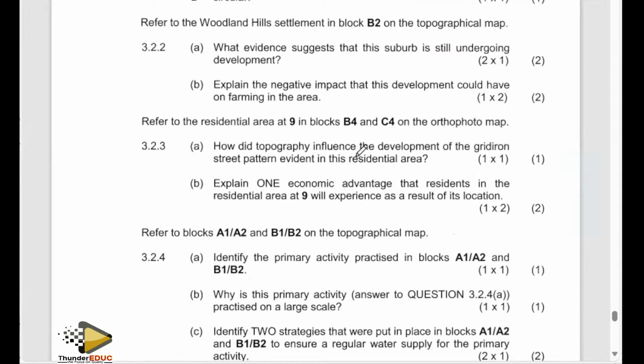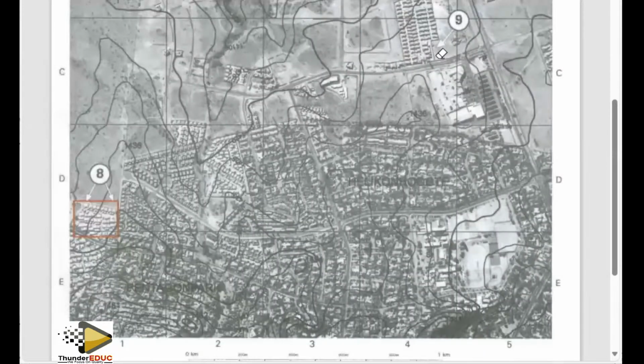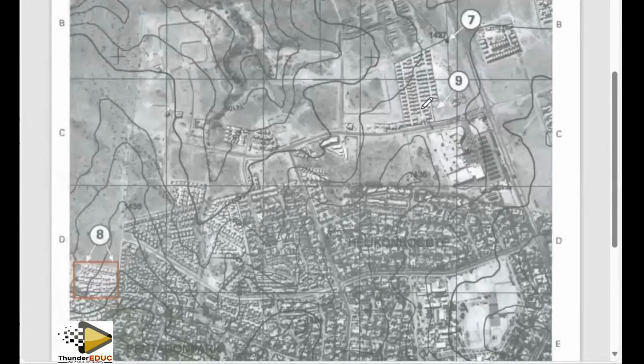Refer to the residential area 9 in block B4 and C4 on the orthophoto map. Residential area 9, right. We're going to look at it. How did topography influence the development of the gridiron pattern evident in this residential area? We're saying it has a grid pattern. Let's go to the orthophoto map at area 9. Area 9 is here. We are saying the area has a grid pattern, this built up area here. What has influenced the development of this gridiron pattern in that particular area? That is what the question wants us to attempt.